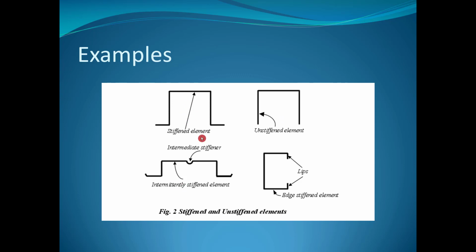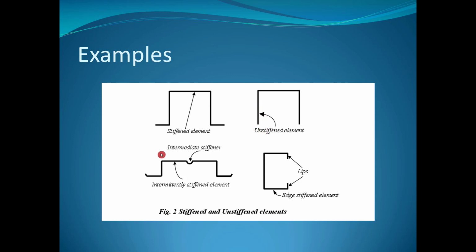It's not about the whole cross section. You can see this portion is a flange of this beam, and this flange is supported on the other side. So on both sides it has a support, so this element is a stiffened element. Here, if you see this web portion alone, it is supported by this flange, but on the other side there is no attachment. So this is an unstiffened element. Even if one side is not stiffened, it's called an unstiffened element.